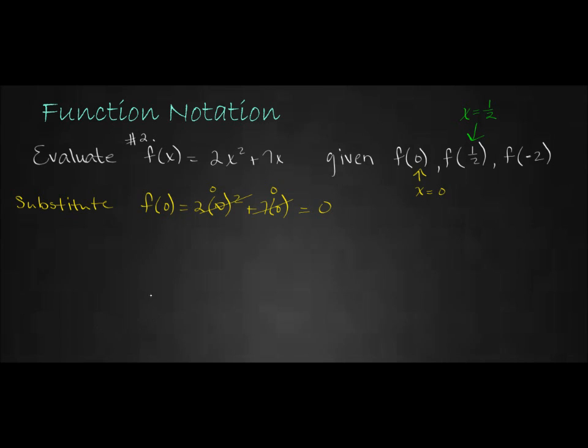F of 1/2. I'm going to take the exact same function, only instead of a 0, I can just pick a different x, and I'll get 1/2. So now we'll have 2 times 1/2 squared plus 7 times 1/2 equals. Now, a reminder, if I want to square 1/2, what I'm really saying is 1/2 times 1/2. Now, if you multiply the numerators, you get 1, the denominator, you get 4. So 1/2 squared is just 1/4. So what I have is 2 times 1/4.